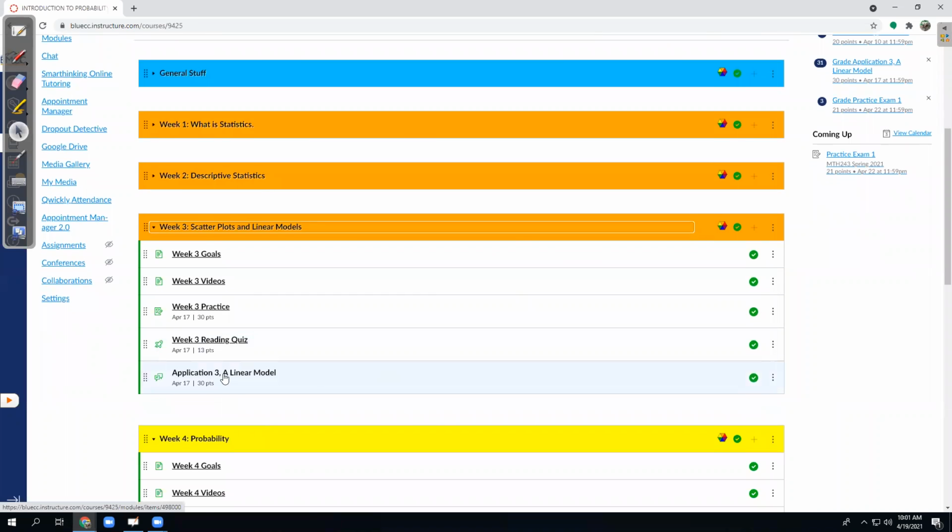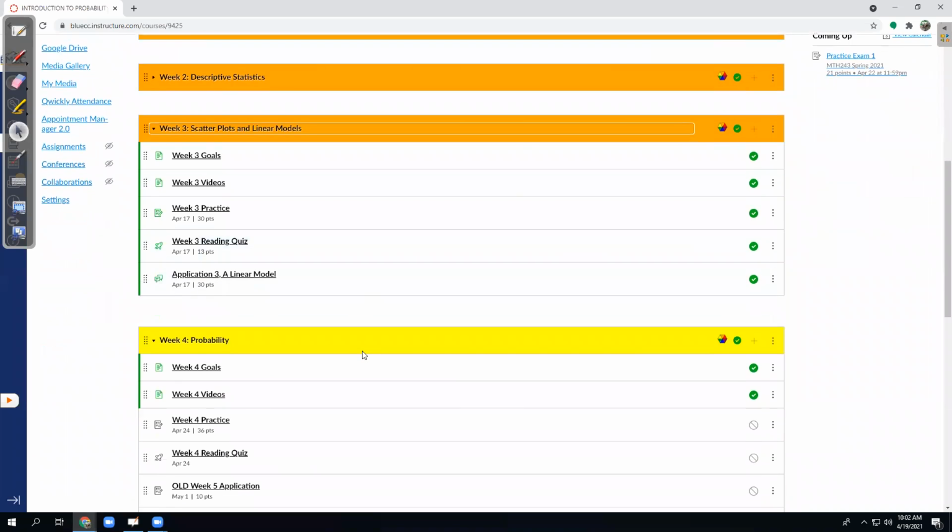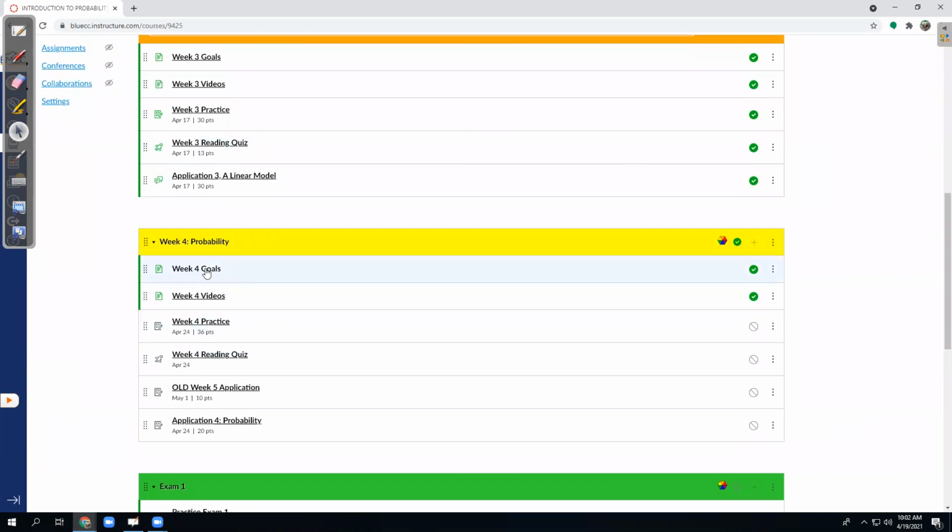And hopefully your linear model went well. I haven't had a chance to look at those. I'll look at those today and tomorrow. And then this week, I'm still setting stuff up. For this week, we're going to do some probability. This week's going to be a little bit lighter.